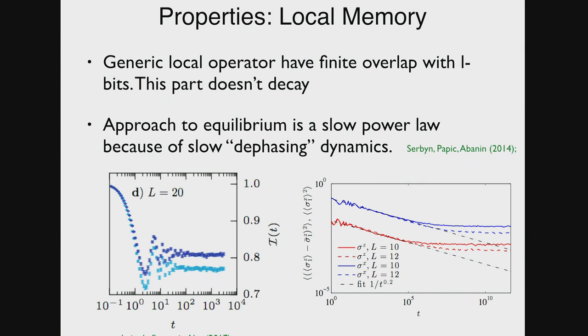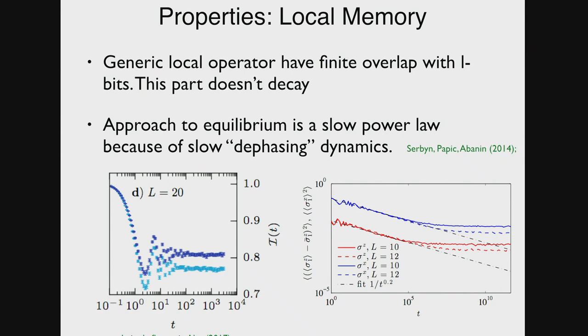So this is just some numerics of this imbalance that was probed in Immanuel Bloch's experiment in some one-dimensional systems. You prepare some initial state, and you measure some imbalance between, say, the left and the right halves, and these are many-body localized systems, and you can see that even at late times, there's a finite imbalance that's left, and this value is not going to zero, okay?